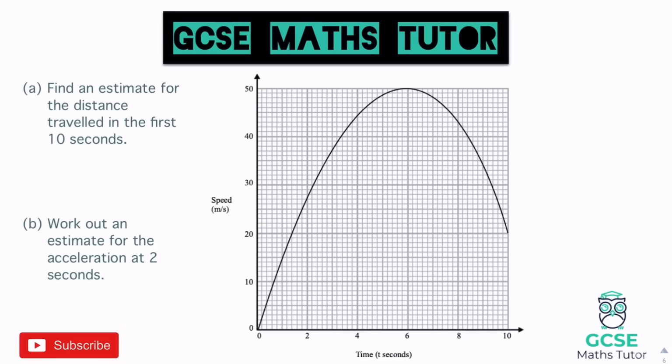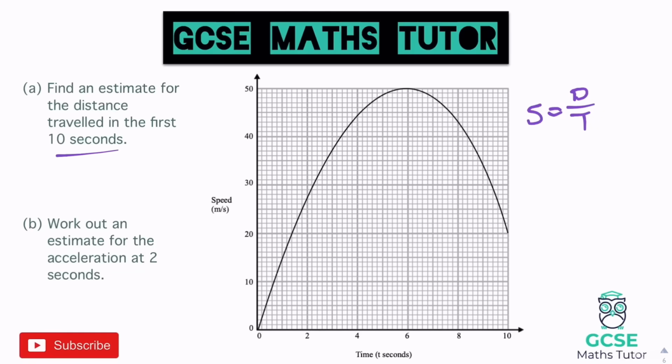Last question here, we've got a speed time graph, very similar to a velocity time graph as well, similar process in what we do. So part A says find an estimate for the distance travelled in the first 10 seconds. We know that our formula, speed is distance over time. So actually working out distance is speed times time, which just means all we have to do is work out the area underneath the graph.